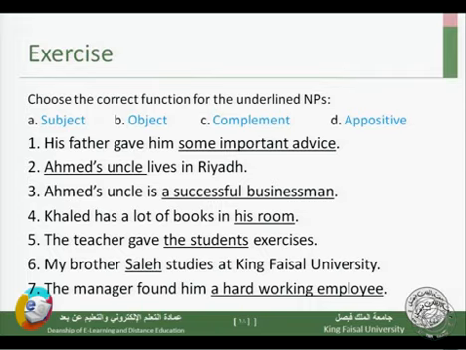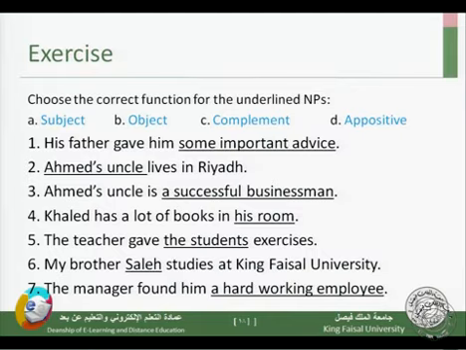So Saleh and my brother both refer to the same person, they came right after each other, and the noun that is underlined is thus called an appositive. Appositive, because it is a noun phrase that came right after another noun phrase, and it refers to the same person as the first noun phrase. So the answer for number 6 is D, appositive.